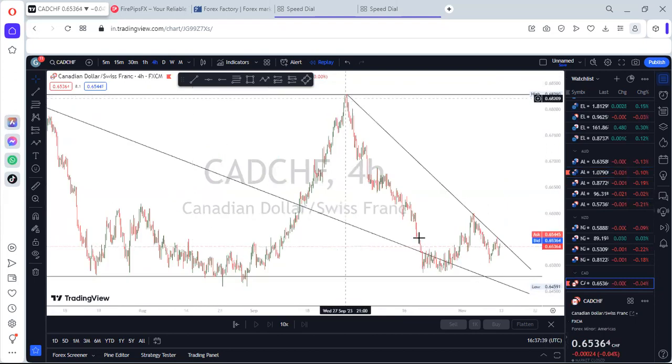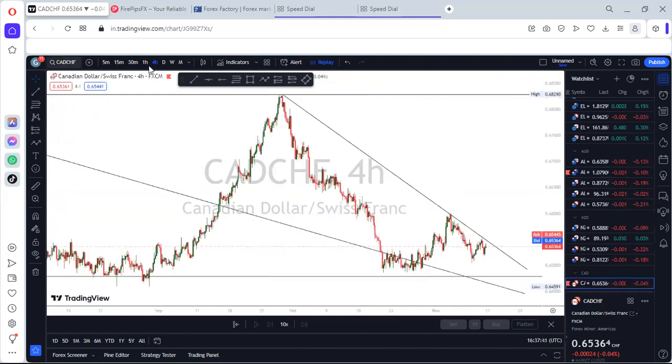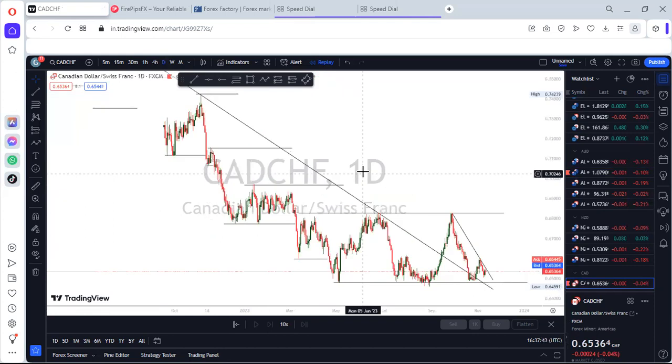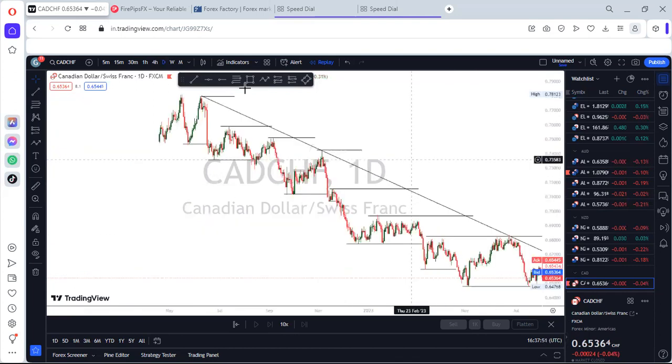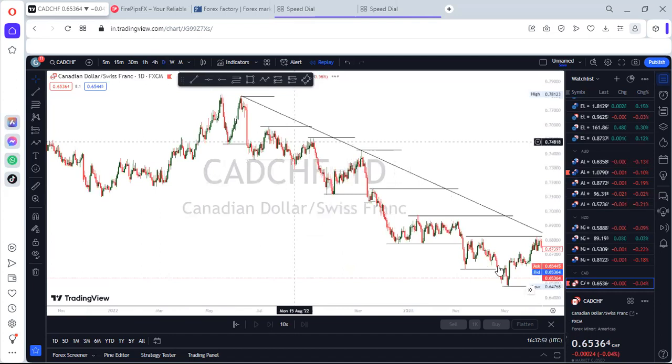So look at this move again. You had all these moves to the downside, right? This is on CAD CHF. You had all these moves to the downside. Now the market is consolidating. This is a consolidating market, so I can't apply Fibonacci around this market, no. But I can apply it on this when this market was creating this.